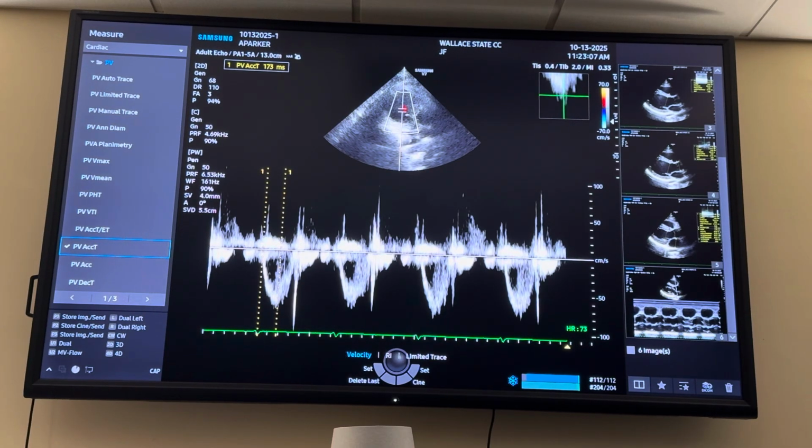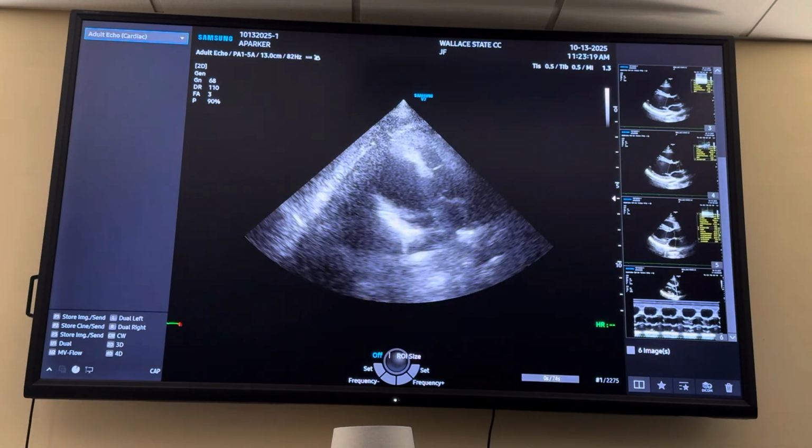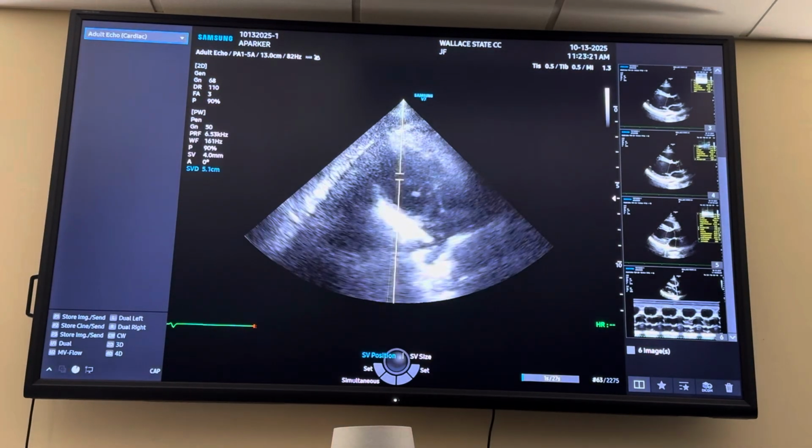In your protocol, a lot of clinical sites will essentially do the pulmonic acceleration time. But generally that's what it'll look like, and we would just store that. But as long as you know where to put your cursor. So pulse wave here.